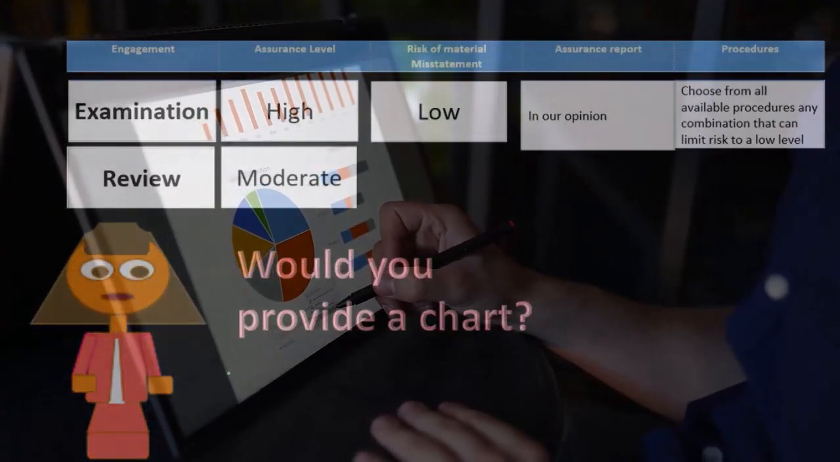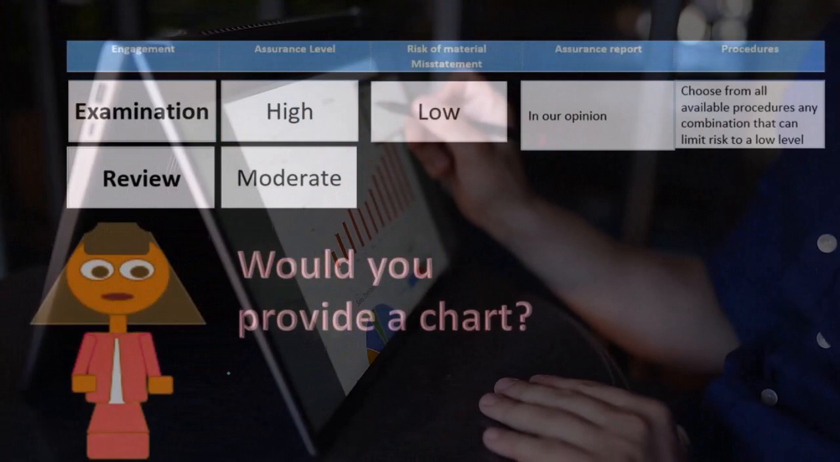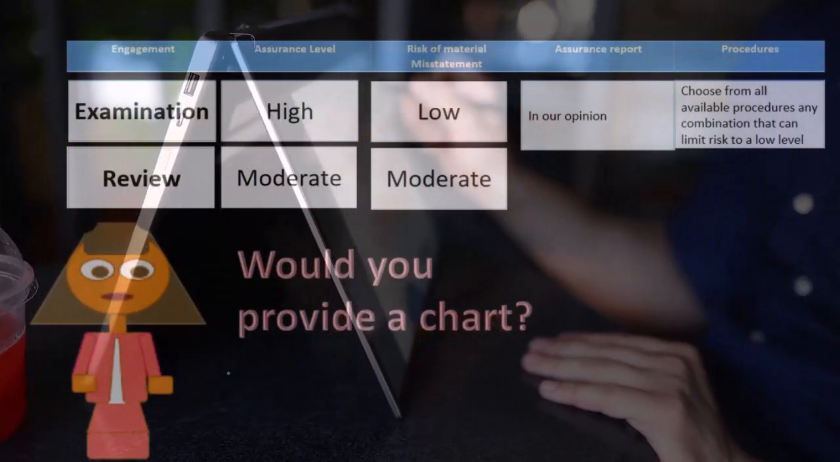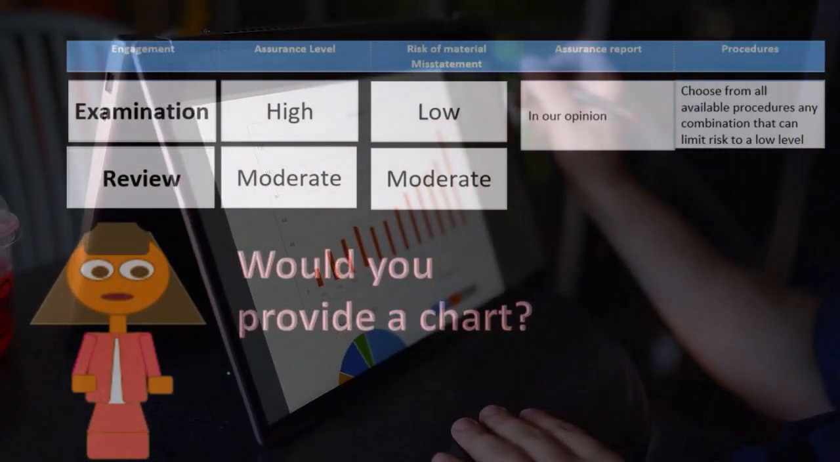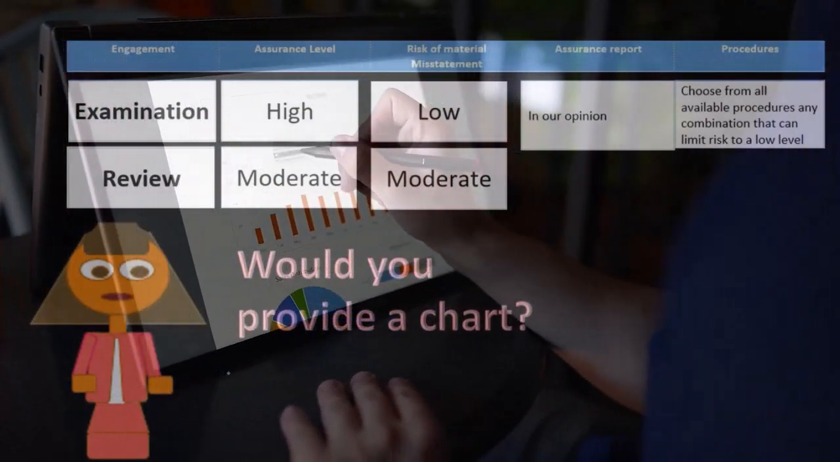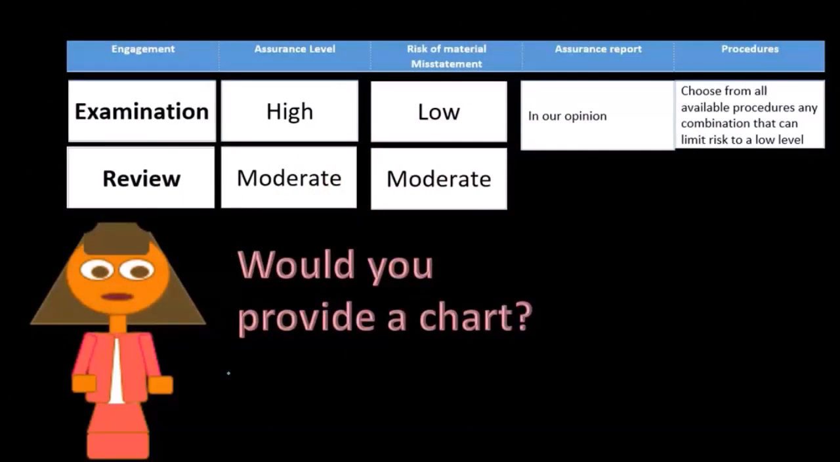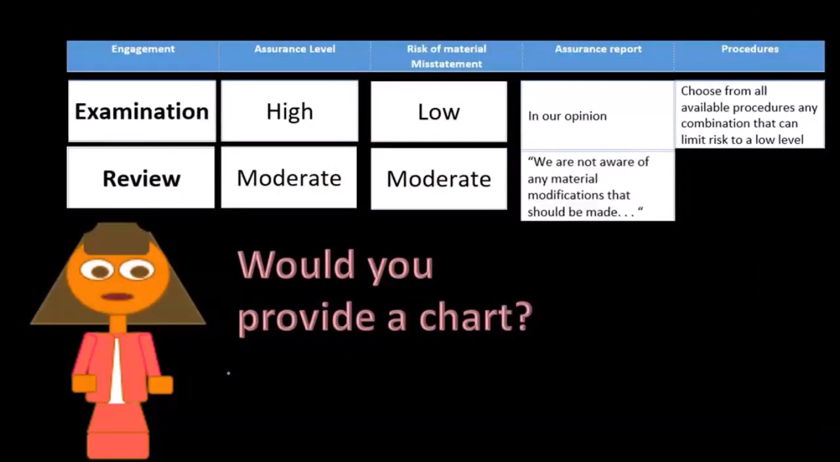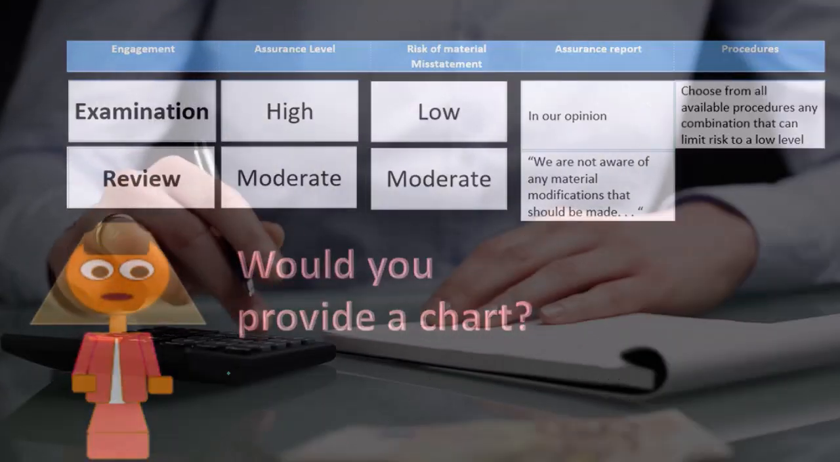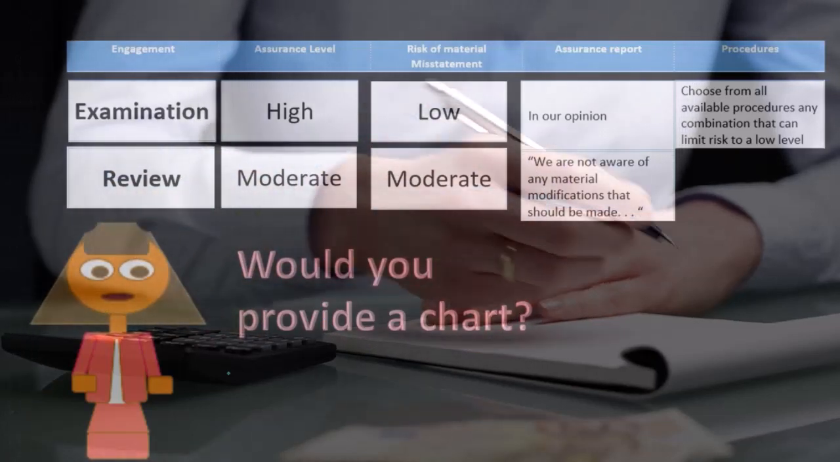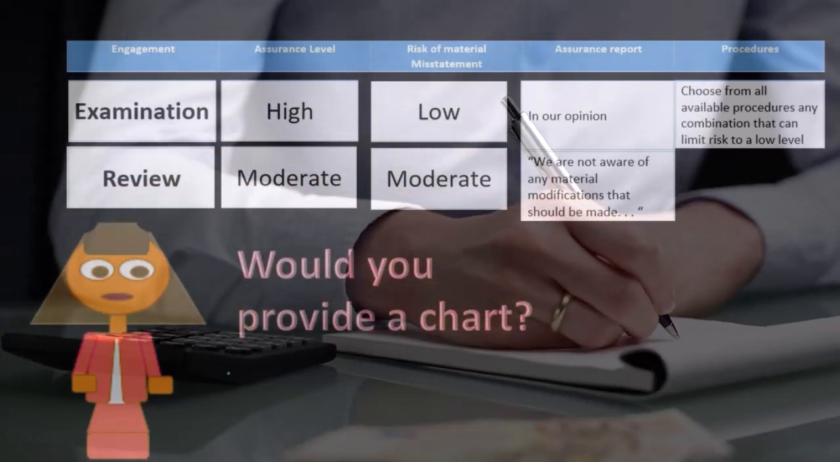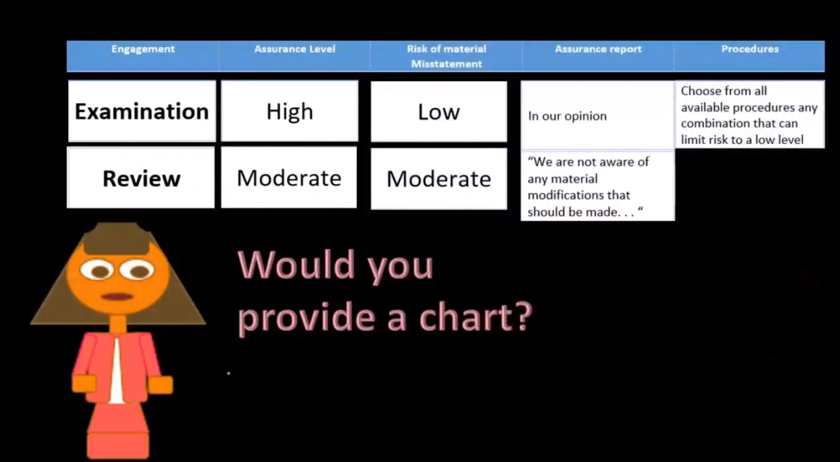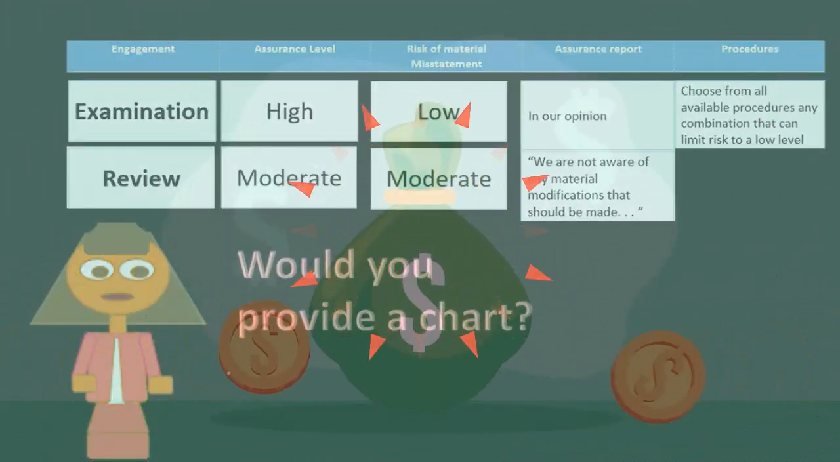And then we have the review. Remember that a review is a lot less, so the assurance level is only moderate. It's not as high a level of assurance as an audit. Therefore, the risk of material misstatement is moderate. If we're looking at the financial statements, what's the risk that there's a material misstatement? Well, it's moderate. There's a higher risk than if we did a full audit and examination. A report would say something like, "we are not aware of any material modifications that should be made." You can see that's a lot more lawyerly and not giving full assurance. So we're giving a reviewed opinion there. And notice we're never going to say in the report that we guarantee anything, because that's legally not a smart thing to do, because it could expose us to liability. So in this case, we're saying we are not aware of any material modifications.